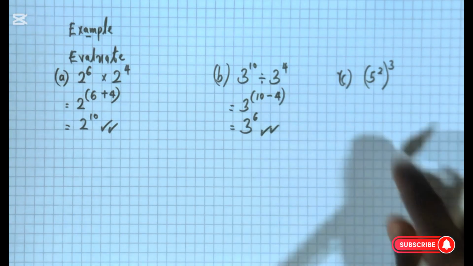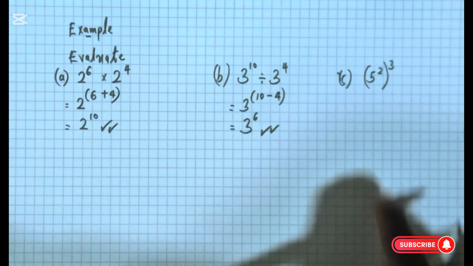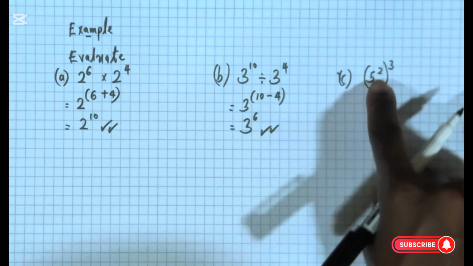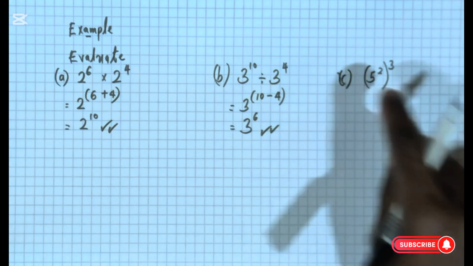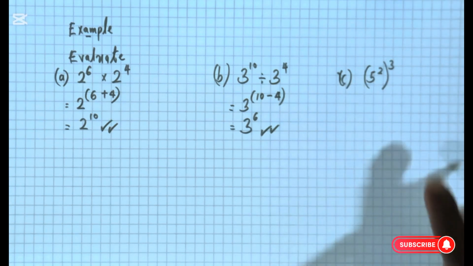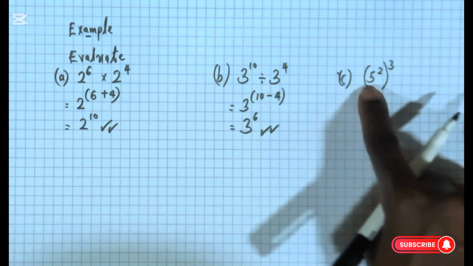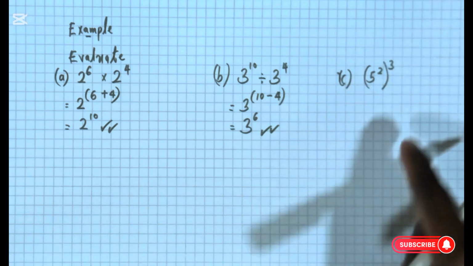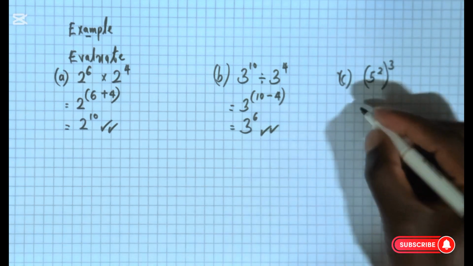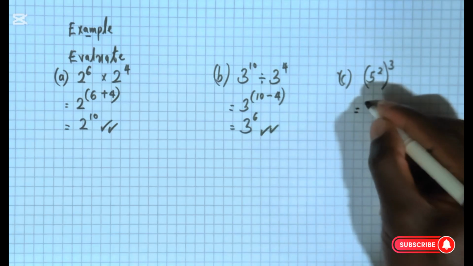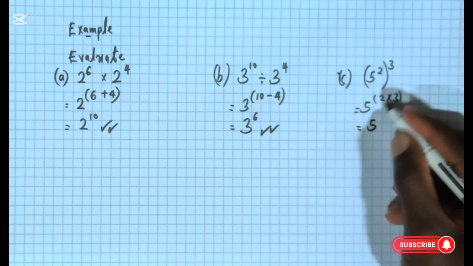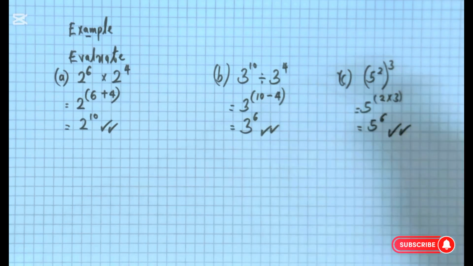Now, for the last problem, we have 5 squared, raised to 3. We are going to apply the product rule, as we have a power raised to another power. The third rule, the product rule, requires that whenever we have an index being raised to another index, we just multiply them. So this is going to be the same as having 5 to the power 2 times 3, which is going to give us 5 raised to 6. And that there is going to be the solution for that particular problem.